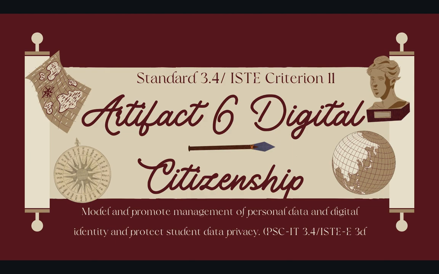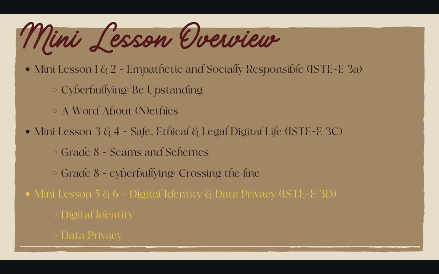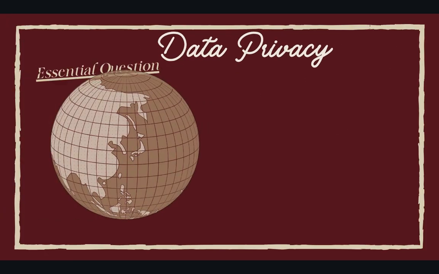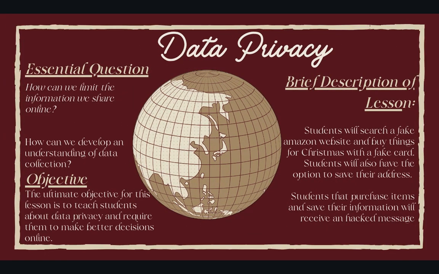And then standard 3.4, criterion 11. So model and promote management of personal data and digital identity to protect student data privacy. So again, in lessons 5 and 6, digital identity and data privacy. So data privacy: how can we limit the information that we share online? And then how can we develop an understanding of data collection? So the ultimate objective for this lesson is to teach students about data privacy and require them to make better decisions online. So, a brief description of the lesson.